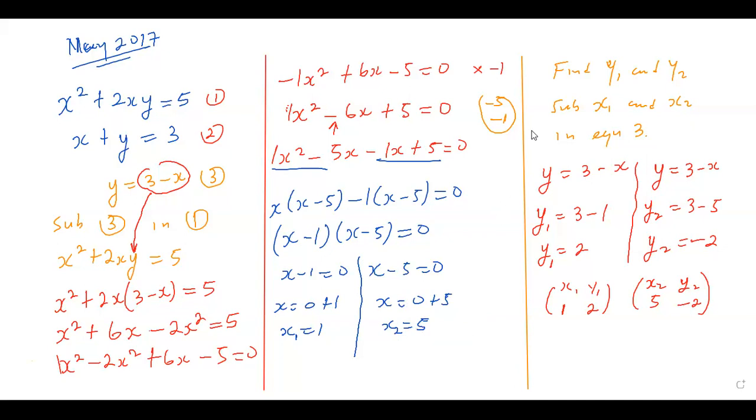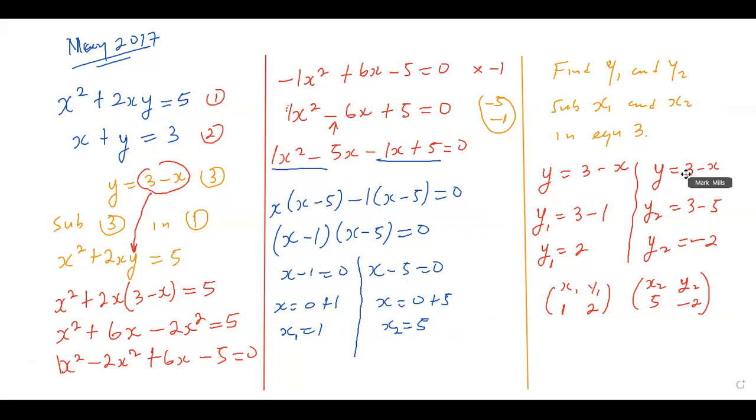After which, we went ahead to find what y1 and y2 are. For y1 and y2, we substitute x1 and x2 in equation 3. Our equation 3 happens to be y equal to 3 minus x. So for me to find y1, I substitute the x1 value in the place of the x. So we have 3 minus 1, which gives you 2.